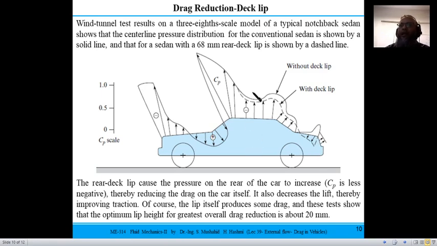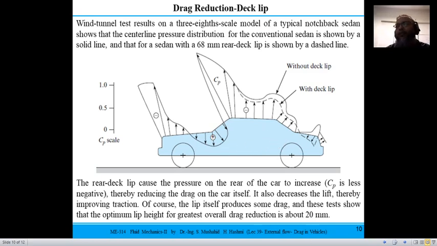Lift is always upward, negative lift means downward force, and at high speed the vehicle stability and control can be improved. A traction improvement can be done because of that negative lift. And even though this lip provides drag, it also provides this negative lift. So we have to make some trade-off between the drag and the lift, depending upon the speed requirement and the shape of the body.